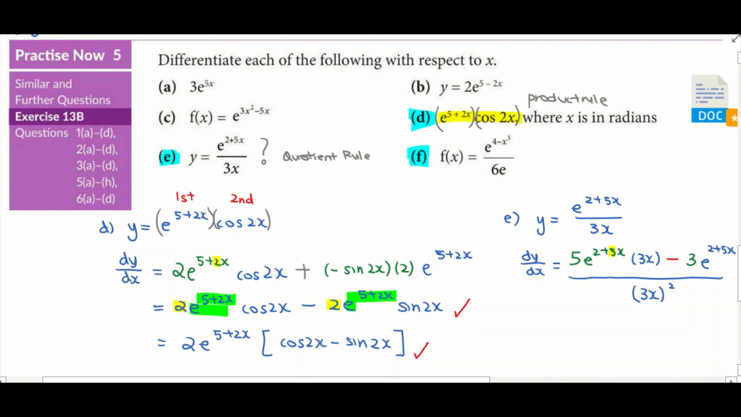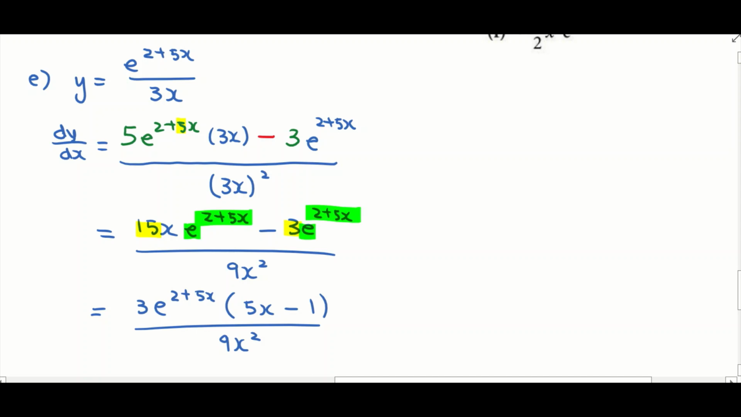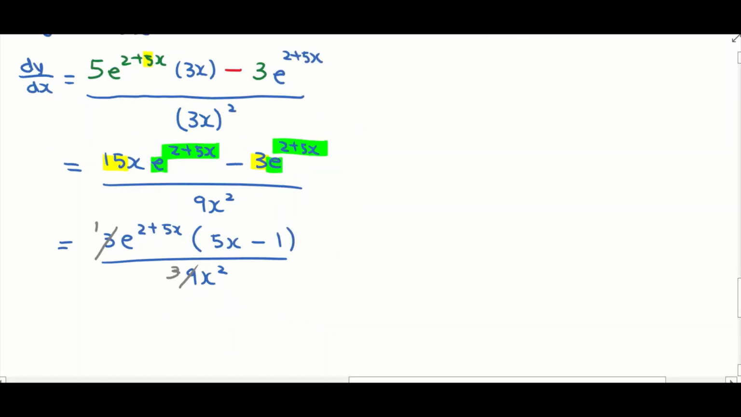Now we just need to simplify this. So after this step, I can actually further simplify by seeing whether there are any common factors in my numerator. I can factorize out a 3 from 15 and 3, and I can also factorize out the common exponential term. By doing so, then I can see what I can cancel. I can cancel 3 and 9. 3 divided by 3, 1. 9 divided by 3, 3. And I have to simplify it one more time. So this is the answer in the most simplified form.